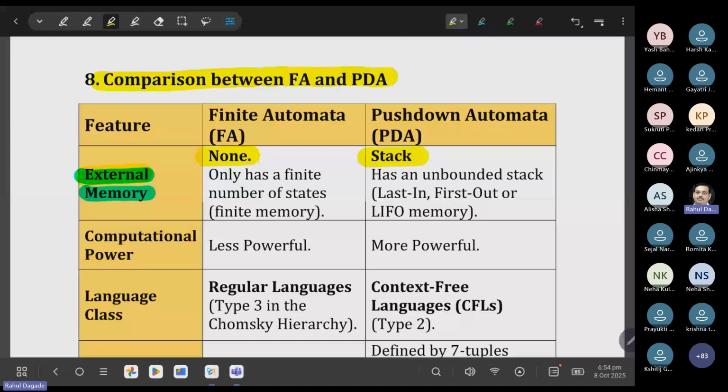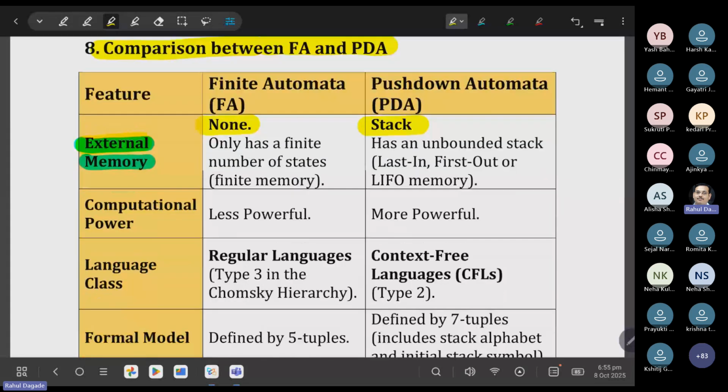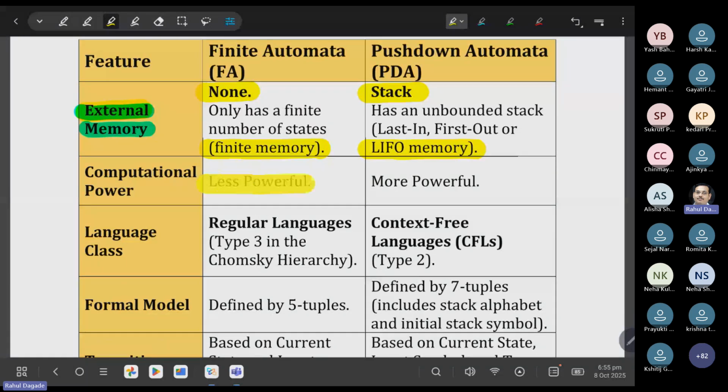Finite automata only has a finite number of states, or finite memory, while the push down automata has an infinite memory, or unbounded stack. That memory is last in first out. In computational power, finite automata is less powerful, while PDA is more powerful. Why? Because FA only accepts regular languages, while PDA accepts context free languages, CFL. So that's why it is more powerful.